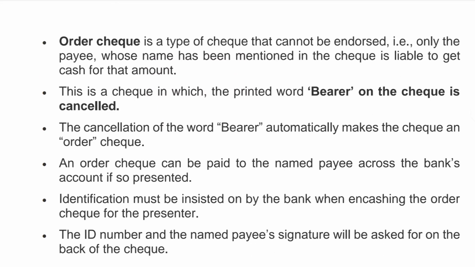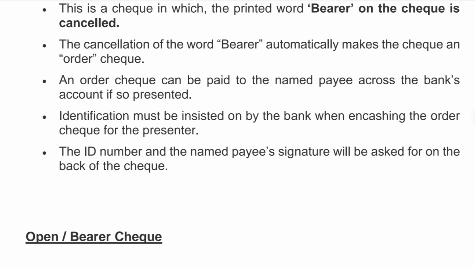And this is a check in which the printed word bearer on the check is cancelled. So, cancelling the word bearer on the check automatically makes the check an order check. An order check can be paid to the named payee across the bank's counter if so presented. So, on presenting the check, it can be honored over the counter.